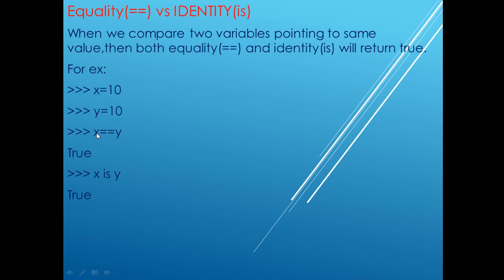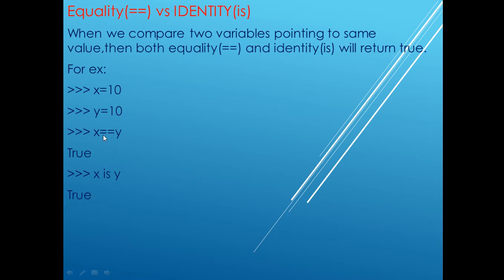So both the values of x as well as y are the same. If you compare the x value with the y value using the operator equal to, this is the relational operator, or you can say the comparison operator, it will return true because 10 and 10 are the same. And in this case, x is y. The is operator compares the memory location. So x is referring to the memory location of 10, as well as y is also referring to the memory location of 10. So in both cases x is y returns true.